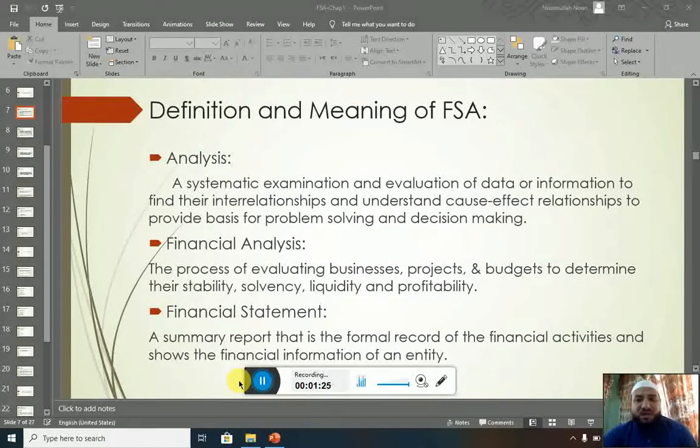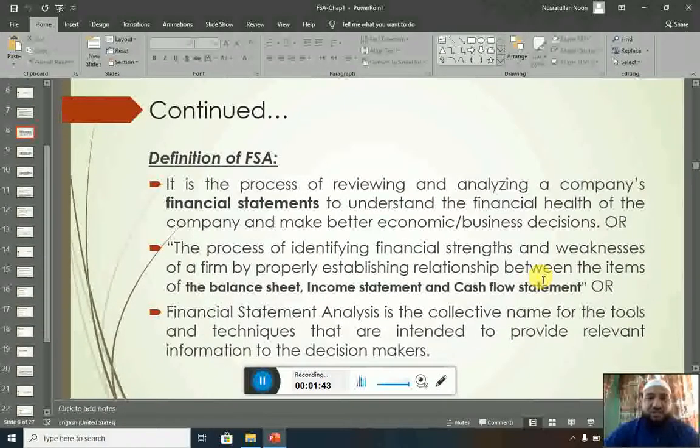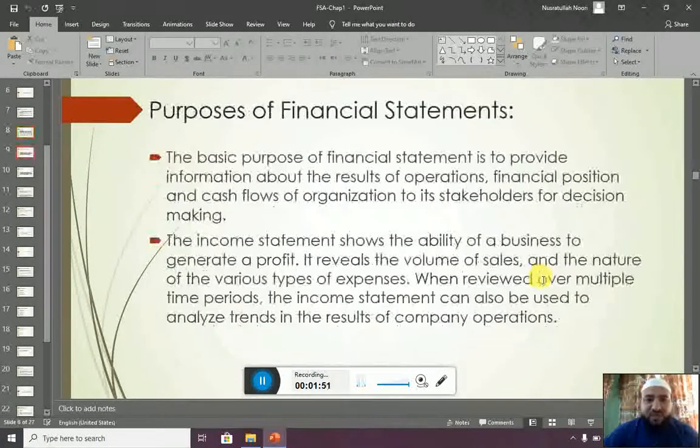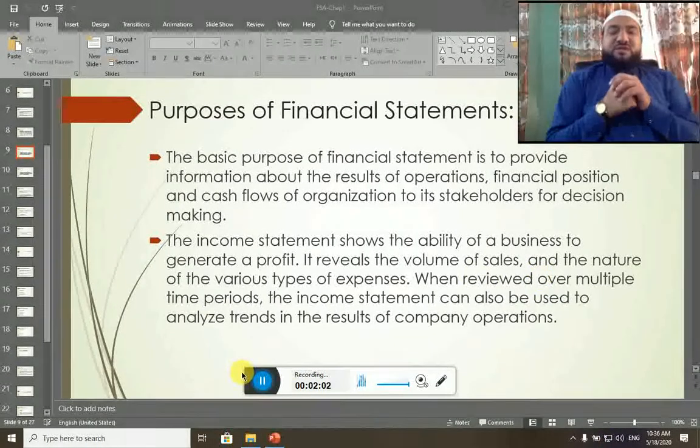Right, so last time we had discussion on the definition and meaning of the financial statements analysis, where we discussed the definition of analysis, definition of financial analysis, and then we had discussion on financial statements, and then on the meaning and definition of financial statements analysis itself, the entire phrase, and then on the purposes of financial statements. We said that each financial statement has its own purpose. We discussed that mainly the purpose of financial statements is to provide us the information about a company's operations, about a company's financial position, and about a company's cash flow status. And then we said that each financial statement has its own purpose.